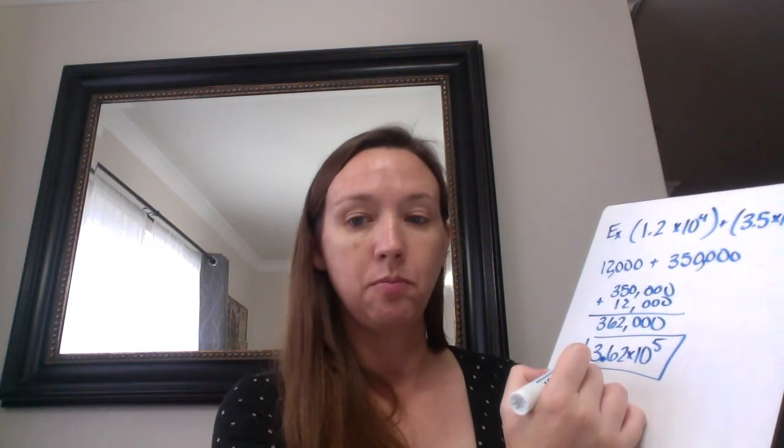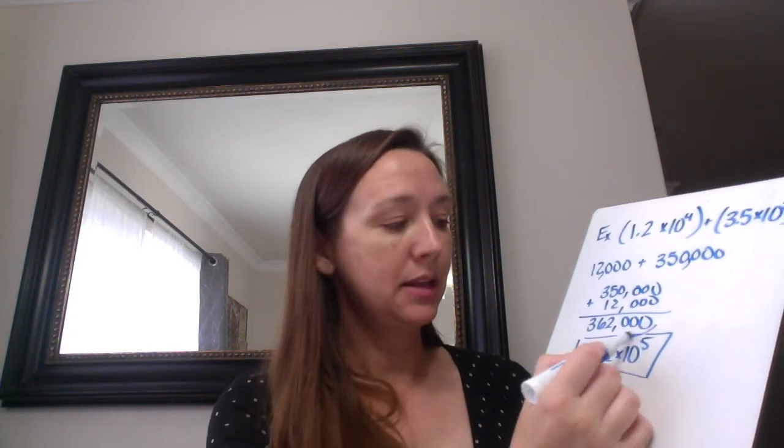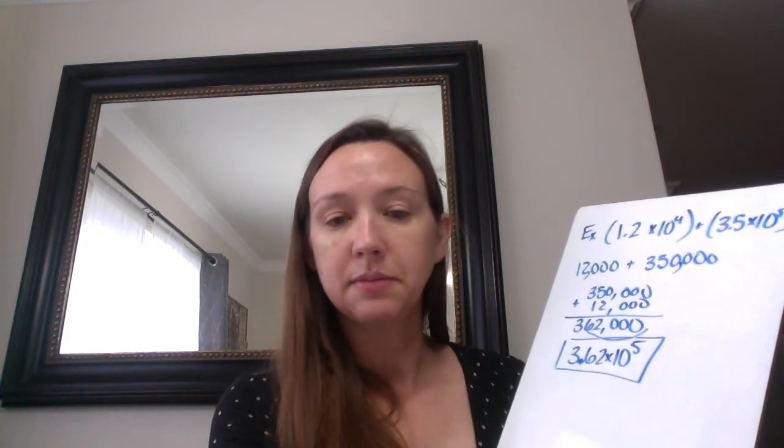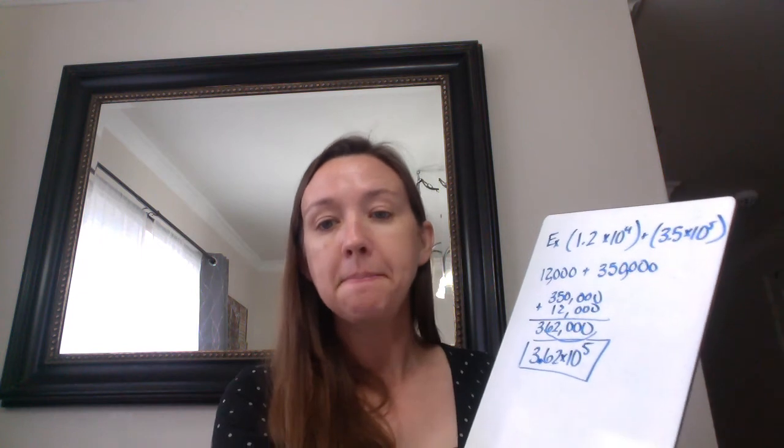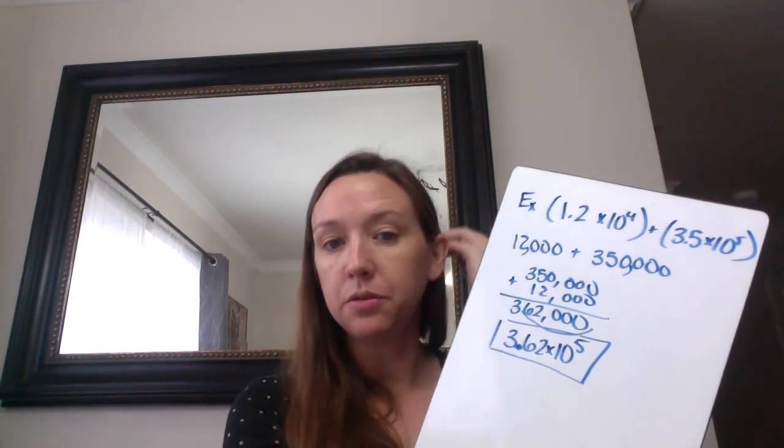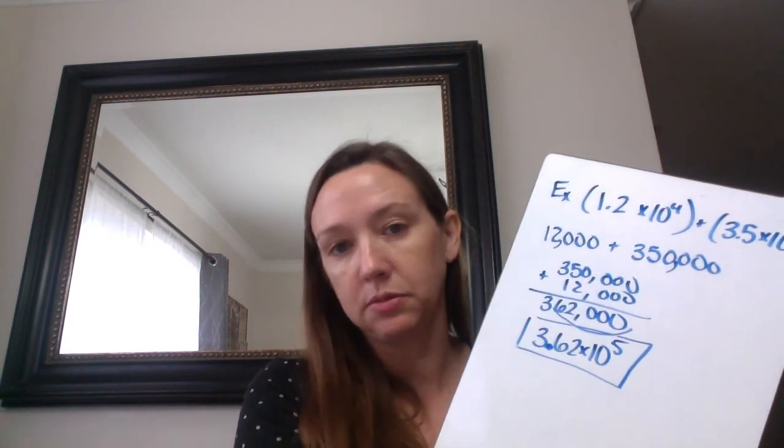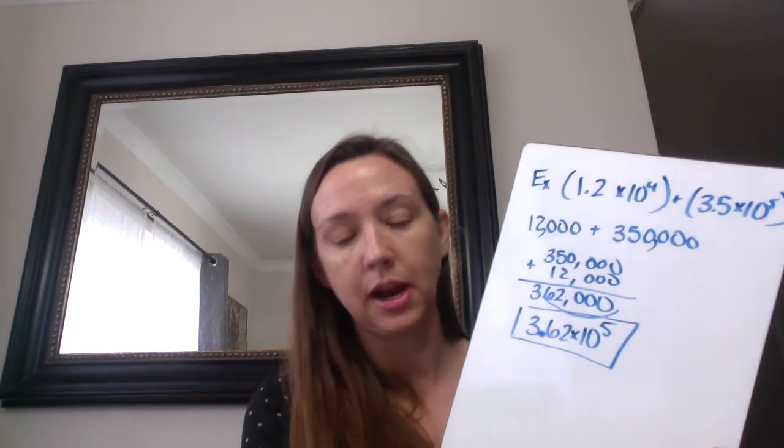3.62 to make it more than 1 but less than 10, and that's 5 spaces that I traveled, so it's times 10 to the 5th. Okay, I'm going to show you method 2. If you want to ignore that part, that's okay. If you did it this way and you have your answer, great. But here's method 2.